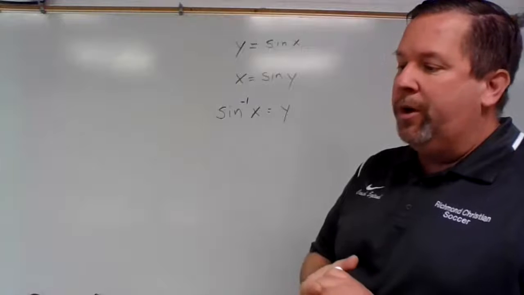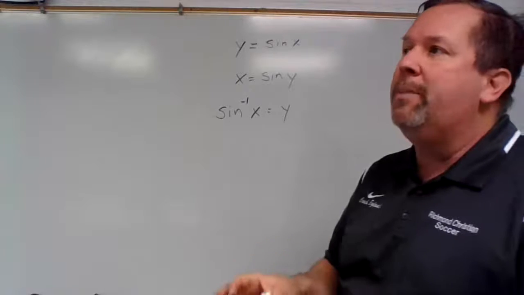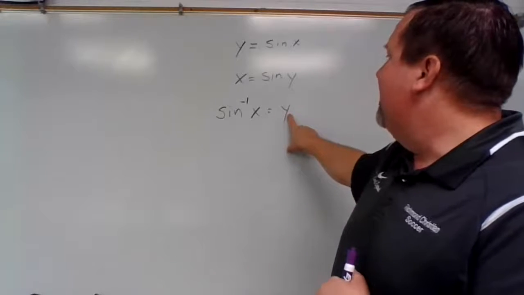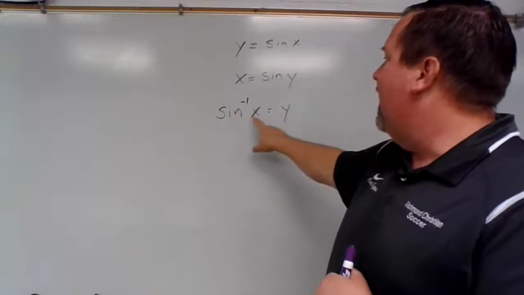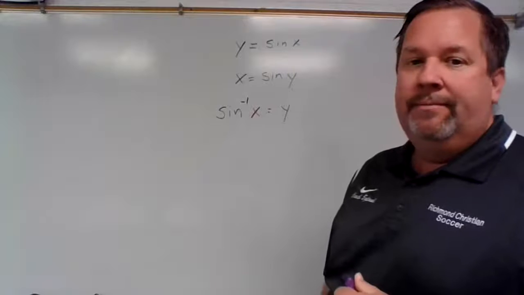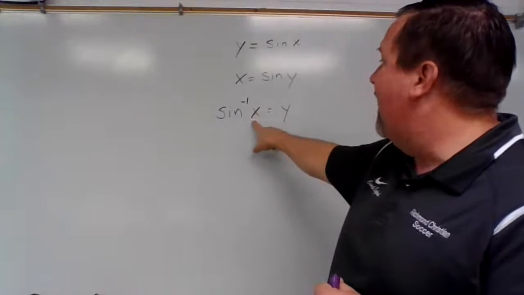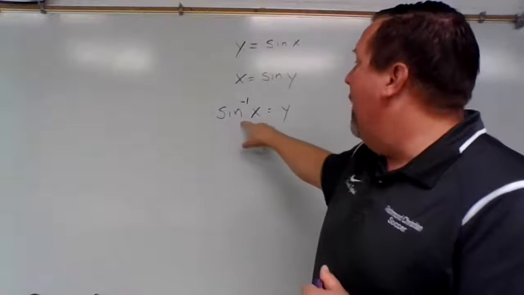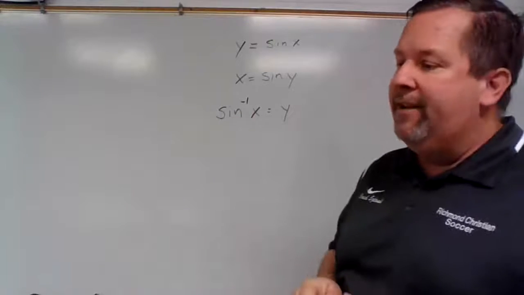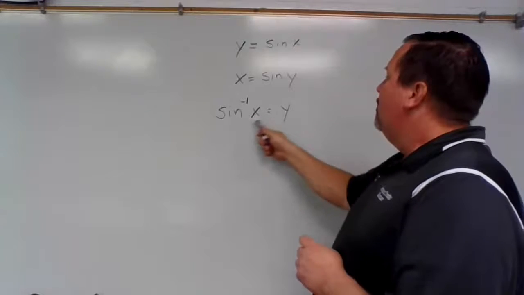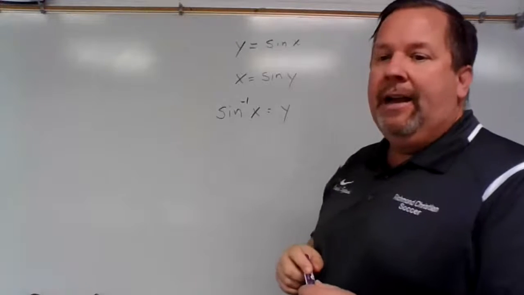And the way that you would read that, this is in the notes and it's really important so that you don't get confused: y is the angle whose sine is x. Okay, y is the angle. We know the sine value and we're going to go backwards. That's what this arc sine or inverse sine is. So y is the angle whose sine is x.